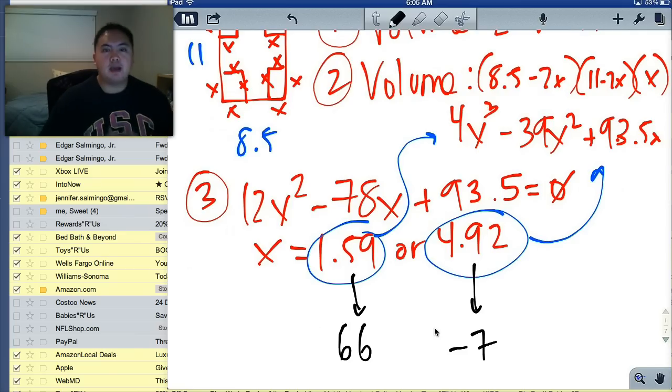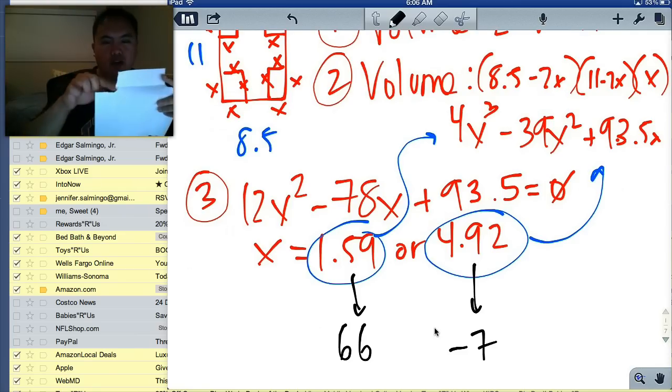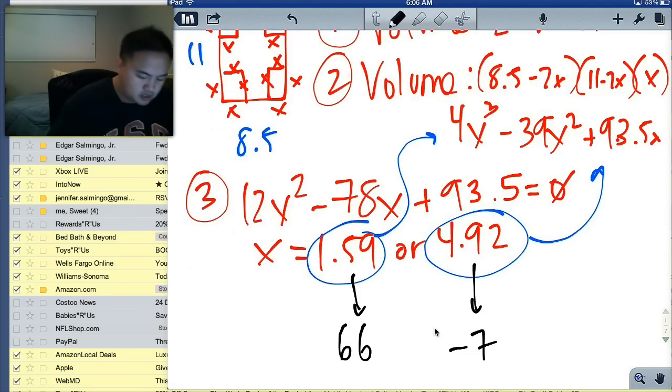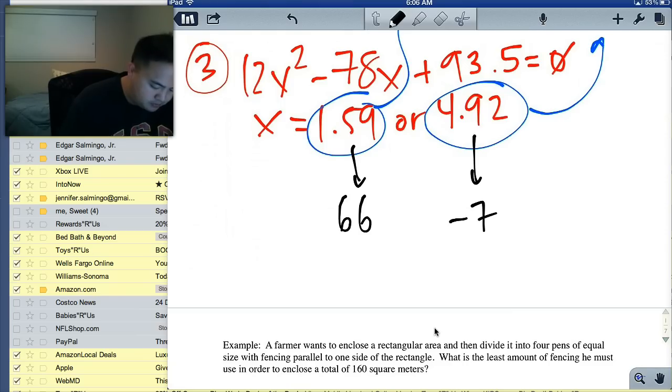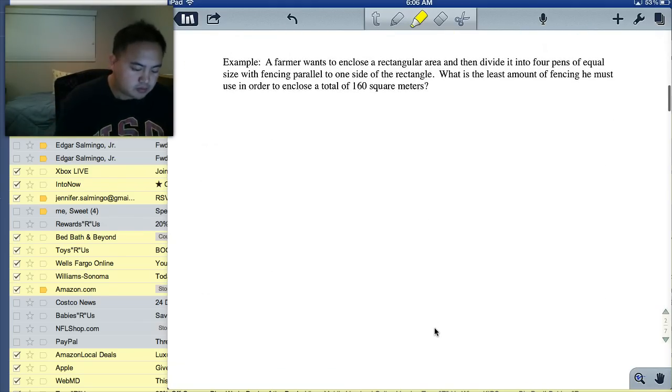So what that tells me is that to get the maximum volume in this box, I should be cutting squares that are 1.59 inch sides. So the answer is, I'll just highlight it for you: cut the squares at 1.59 inches and you will get a volume of 66 inches cubed. And that's how you solve those problems. Very, very high level thinking. The only way that you could really truly understand this is if you do a lot of practice problems. So I'm going to go over a few more of them with you right now in this video.